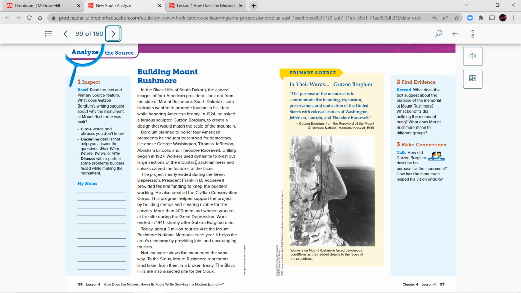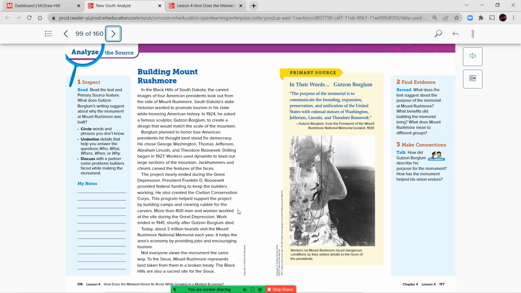Drilling began in 1927. Workers used dynamite to blast out large sections of the mountain. Jackhammers and chisels carved the features of the faces. The project nearly ended during the Great Depression. President Franklin D. Roosevelt provided federal funding to keep the builders working. He also created the Civilian Conservation Corps. This program helped support the project by building camps and clearing rubble for the carvers. More than 400 men and women worked at the site during the Great Depression. Work ended in 1941, shortly after Gutzon Borglum died.